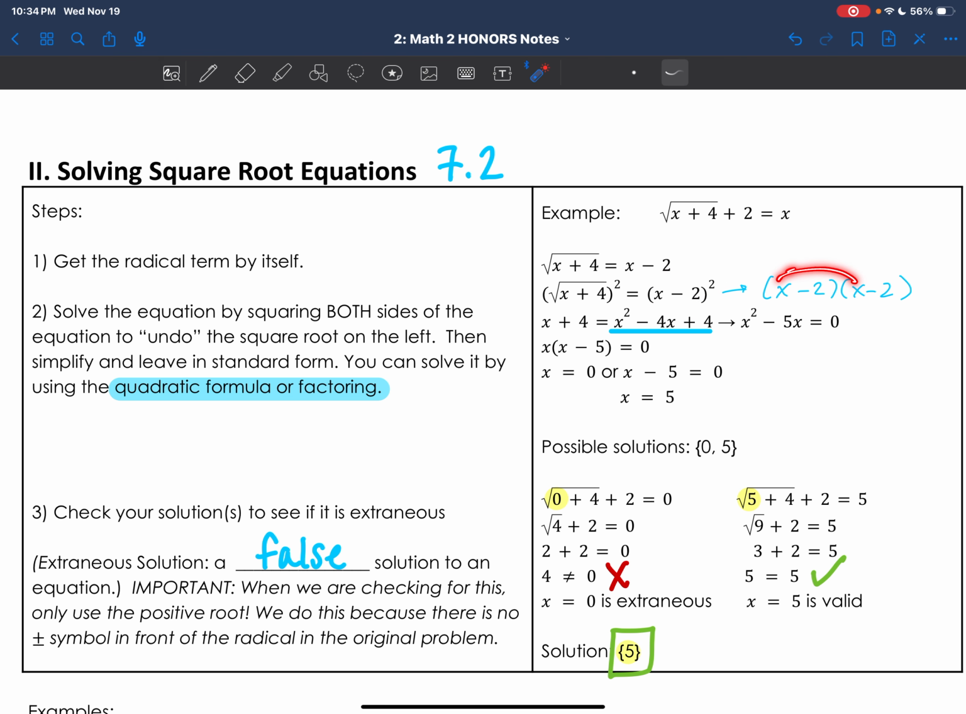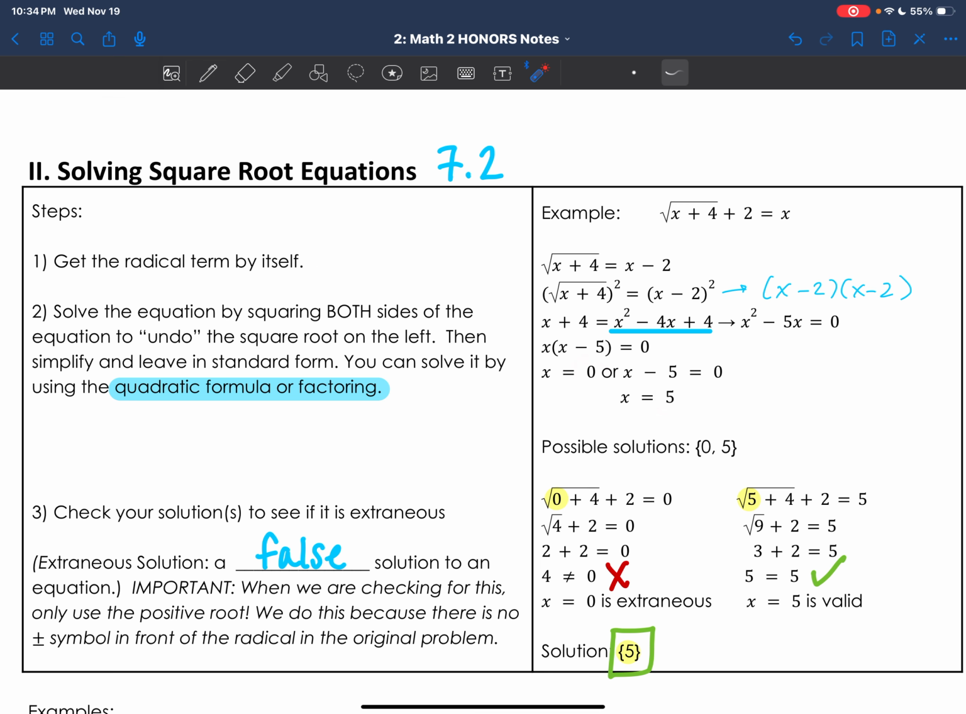Now be careful, because remember, it's all of this written twice. So you're going to distribute, and then you're going to get x squared minus 4x plus 4, which simplifies to x squared minus 5x equals 0. So then you're going to get x times x minus 5 equals 0, and then set each equal to 0, and then you have your answers of 0 and 5.